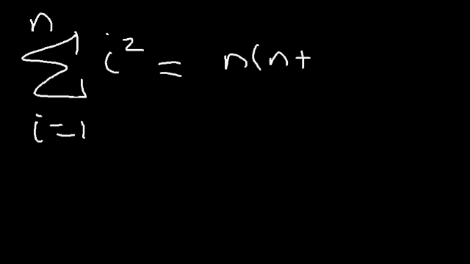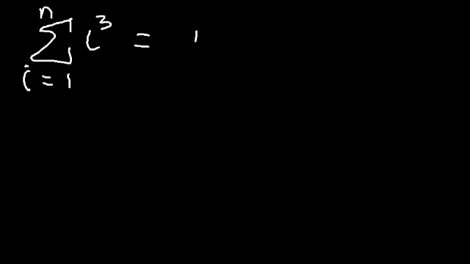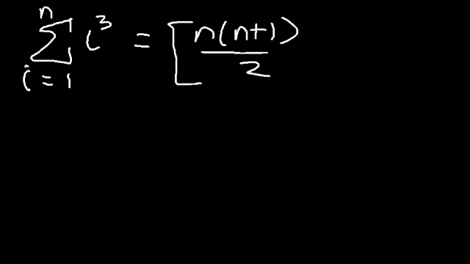Now there's two more that you need. The next one is i squared, which is going to be equal to n times n plus 1 times 2n plus 1 divided by 6. And there's one more, i to the third. This is equal to n times n plus 1 divided by 2, squared.